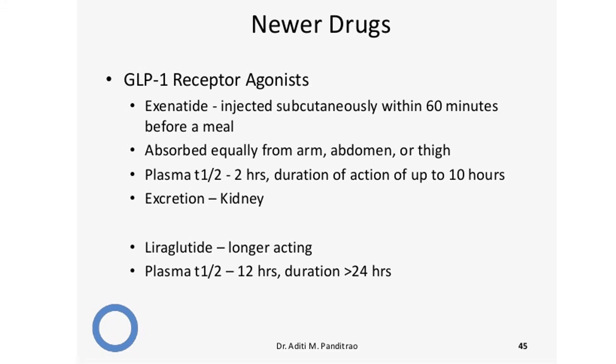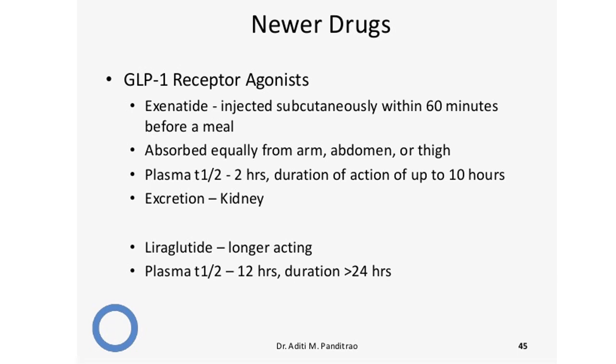There is another drug that is called GLP-1 receptor agonist. This is exenatide and it is injected subcutaneously within 60 minutes before a meal. So insulin is an injectable drug and the second injectable is GLP-1 receptor agonist. If you are asked to list the drugs which are injectable antidiabetic, you can say insulin and number 2 GLP-1 receptor agonist. They are absorbed equally from the arm, abdomen and the thigh, and their plasma half-life is about 2 hours and the duration of action is about up to 10 hours. They are excreted mainly by the kidney.